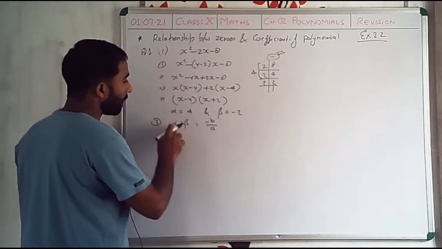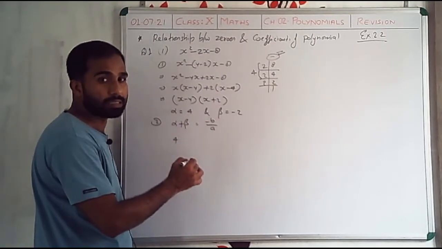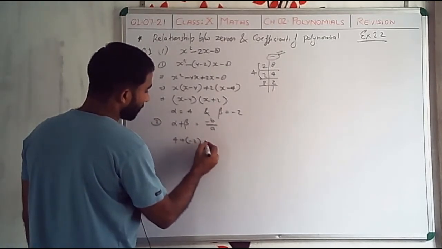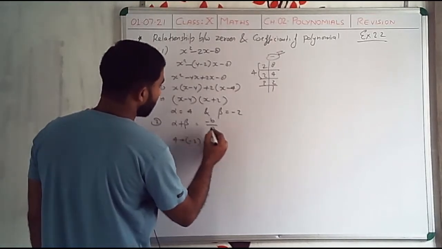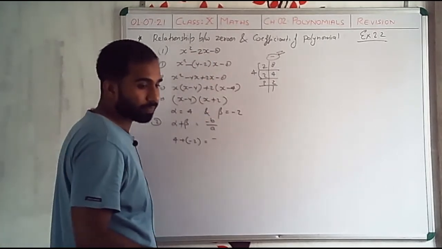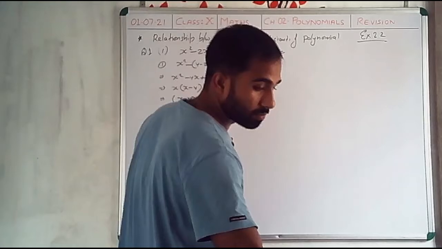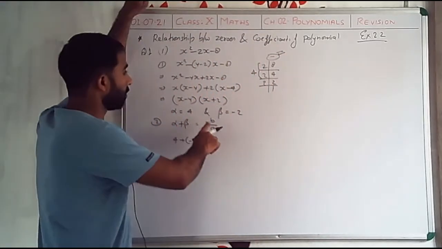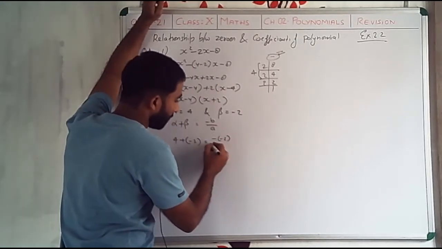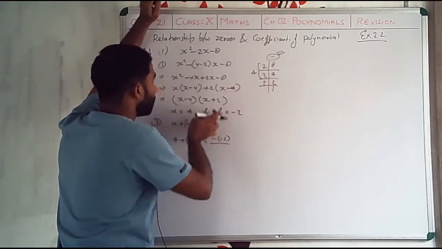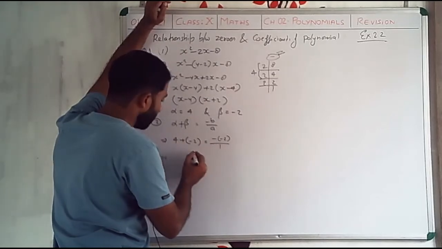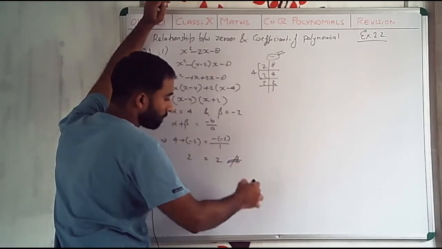So, what is alpha and beta? Alpha is 4 and beta is minus 2. We need to write in brackets, and minus, what is the value of b? You can consider b from here. The value of b is minus 2, so here we write minus 2, and the value of a, the coefficient of x square, is 1. Evaluate both sides, then you will get 2 is equal to 2, hence proved.